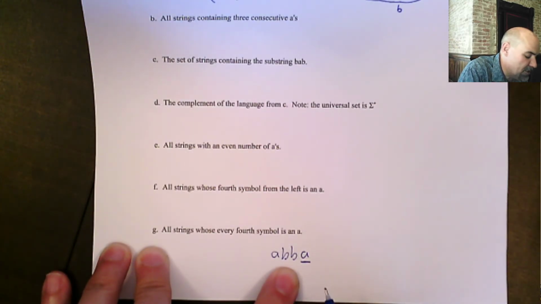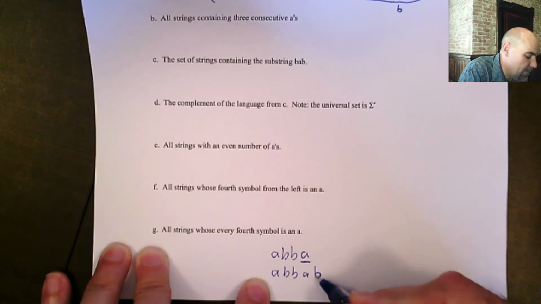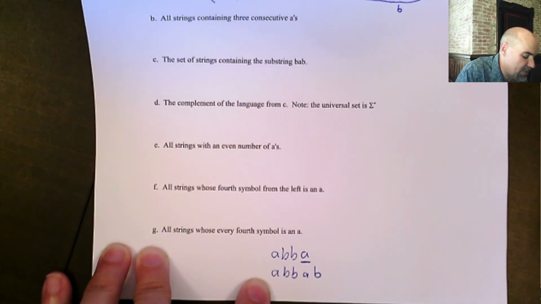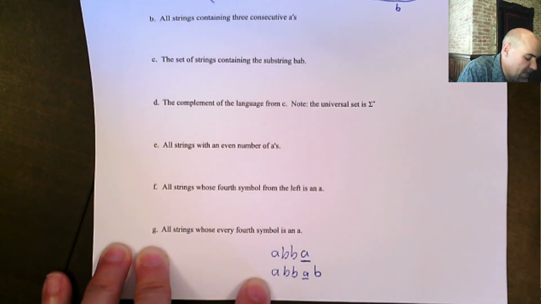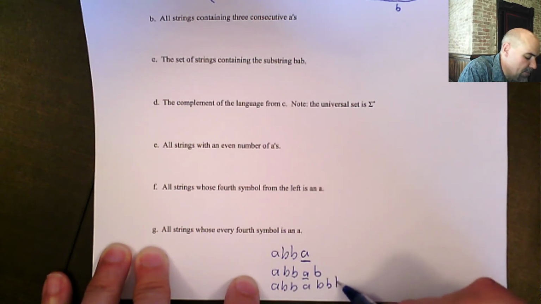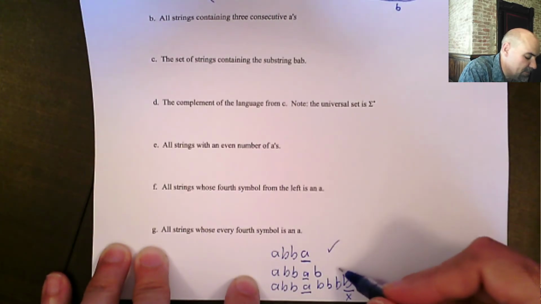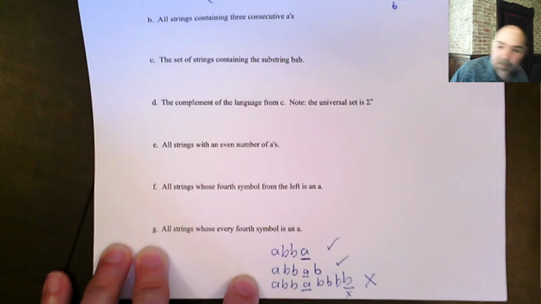And also should accept would be A, B, B, A, B. That should accept because the fourth symbol is still an A. But this, A, B, B, A, B, B, B, B, that one is correct, but this one is not. So this one will be accept, accept. That one would be reject.